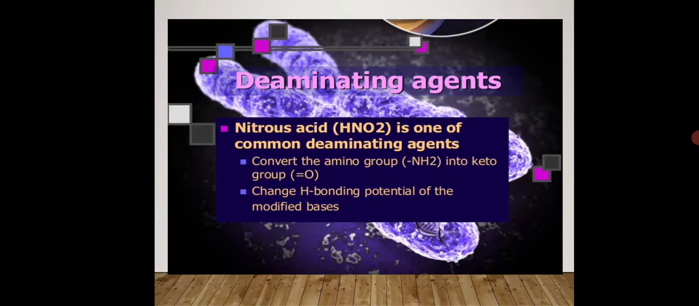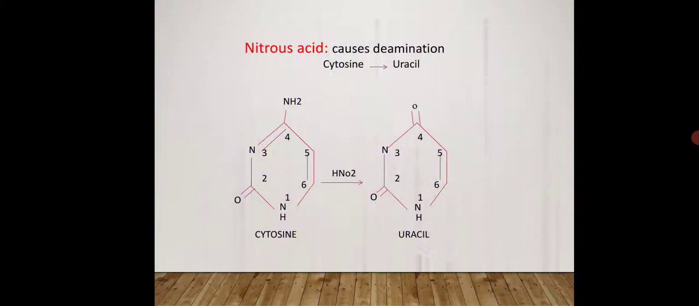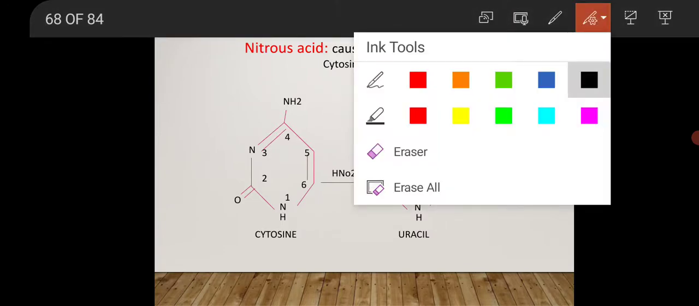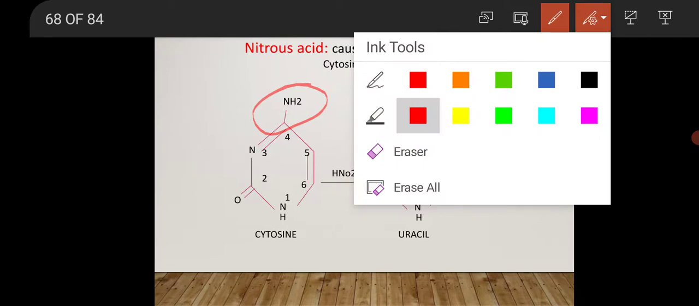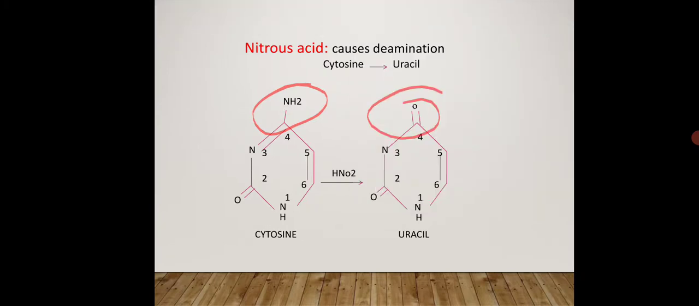Next chemical agent is nitrous acid, that is HNO2. It is called the deaminating agent. What it does is convert the amino group, that is the NH2 group, into the keto group, that is the double-bond O group, and it changes the hydrogen bonding potential of the modified base. So keep in mind that the amino group is converted into the keto group by nitrous acid.